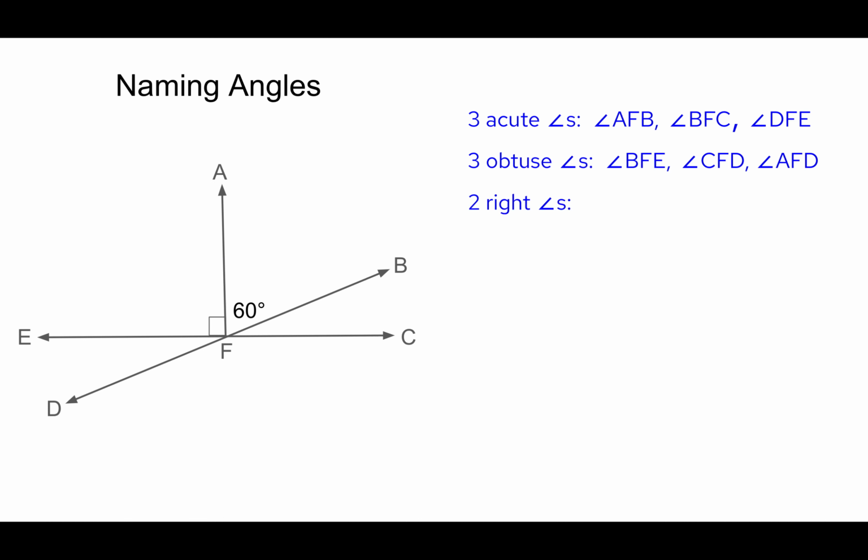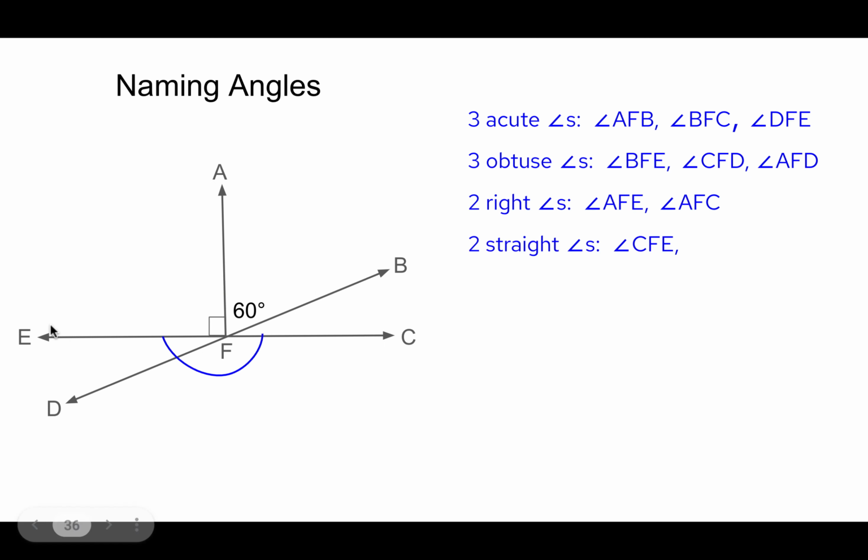Now, two right angles. A right angle is exactly 90 degrees. And here's a clue. You see this little square here. That means it's 90 degrees. So angle AFE or EFA. Also, you can see that angle AFC is also 90 degrees or CFA.